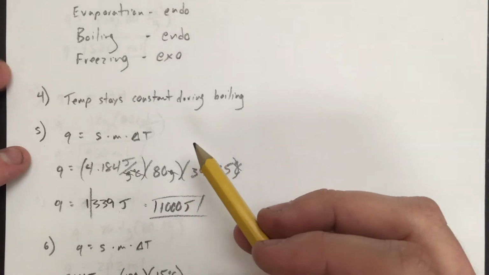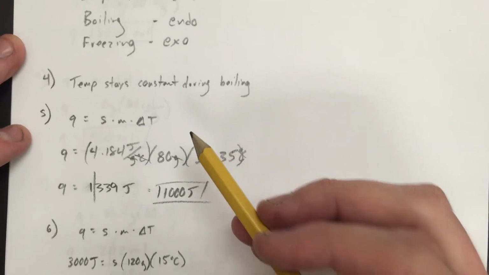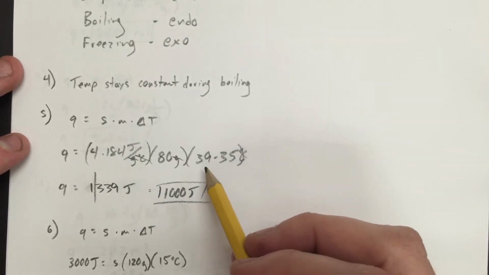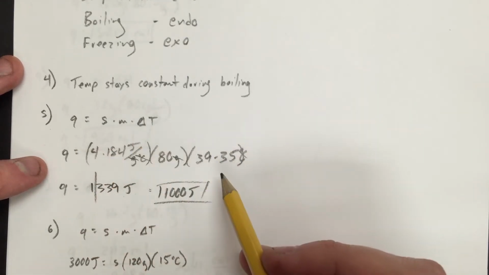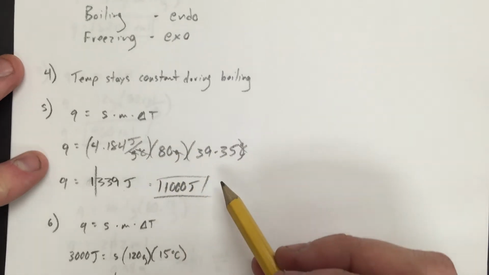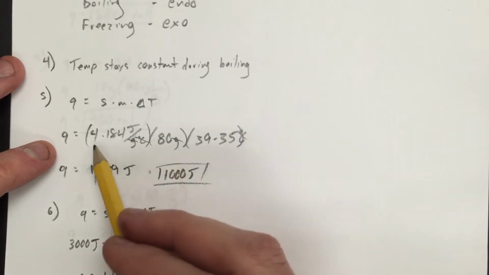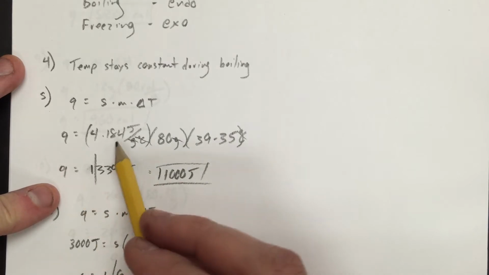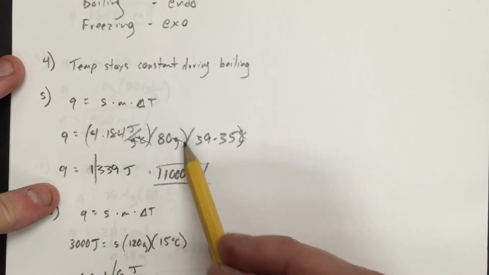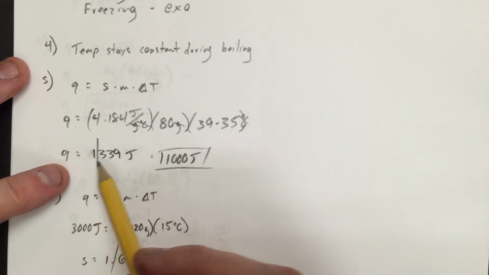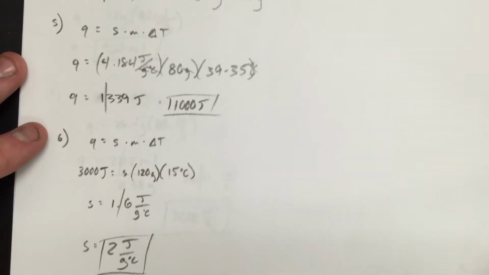Alright, number 5, how many joules of energy are required to increase the temperature of 80 grams of water from 35 to 39? So we have Q equals SmΔT because it's the temperature change of a pure substance. We round to 1 sig fig because this technically has 1 sig fig when you subtract. This also has 1 sig fig because there's no decimal. So it's 1339, rounded to 1,000 joules.